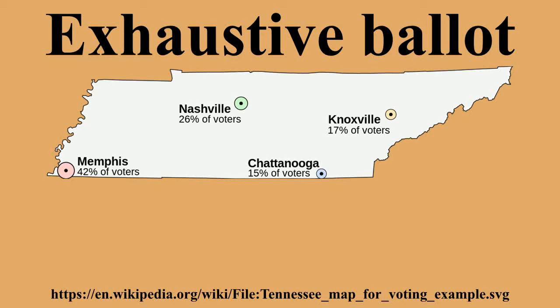If Memphis supporters had compromised by voting for Nashville in the first round, then Nashville would have been elected immediately, while if Nashville supporters had all compromised by voting for the second choice of Chattanooga in the first round, then Chattanooga would have gone on to be elected in the second round.